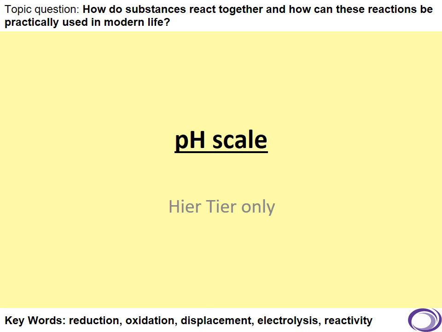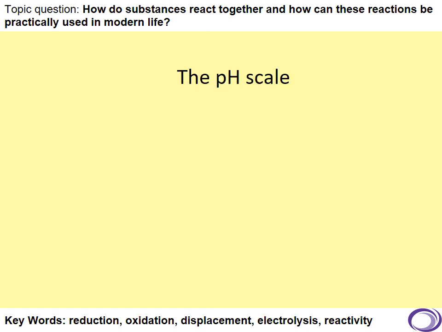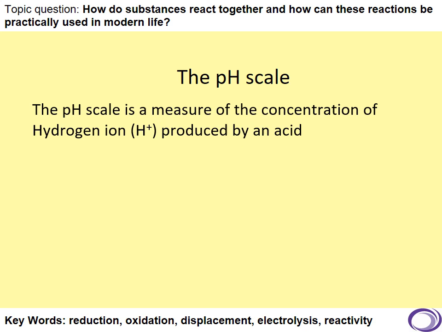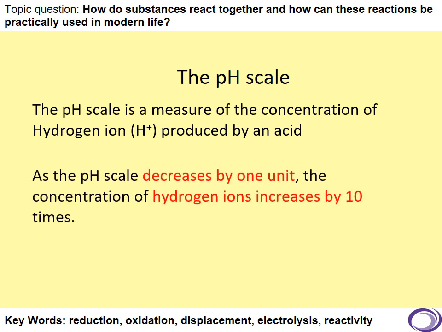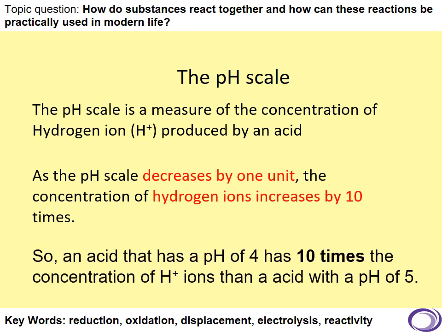Okay, then the pH scale. This part again is for higher tier students only. The pH scale is a measure of the concentration of hydrogen ions produced by an acid. And as the pH scale decreases by 1 unit, the concentration of hydrogen ions will increase by 10 times. To give some numbers to that then, an acid which has a pH of 4 will have 10 times the concentration of hydrogen ions that an acid with pH 5 will have.